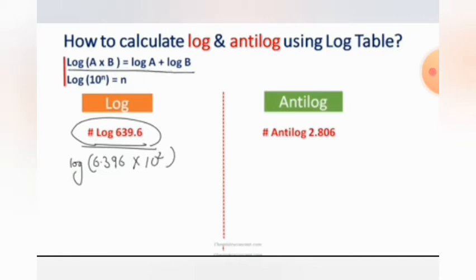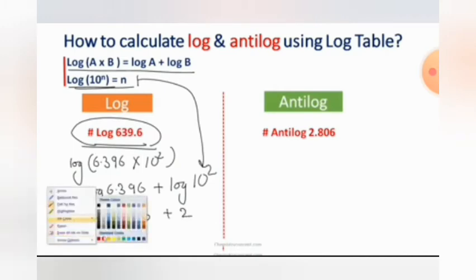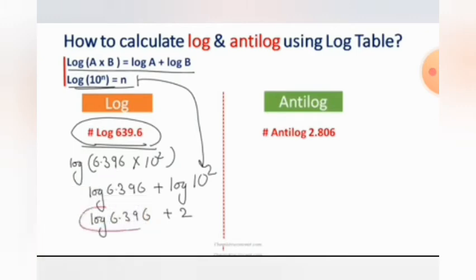Here, this expression is in the form of log A into B. Therefore, it is log A plus log B. That is log 6.396 plus log 10 raised to 2. Log 10 raised to 2, we know the value, that is 2. By applying the second law, log 10 raised to n is equal to n. Therefore, we have to take the value of log 6.396.